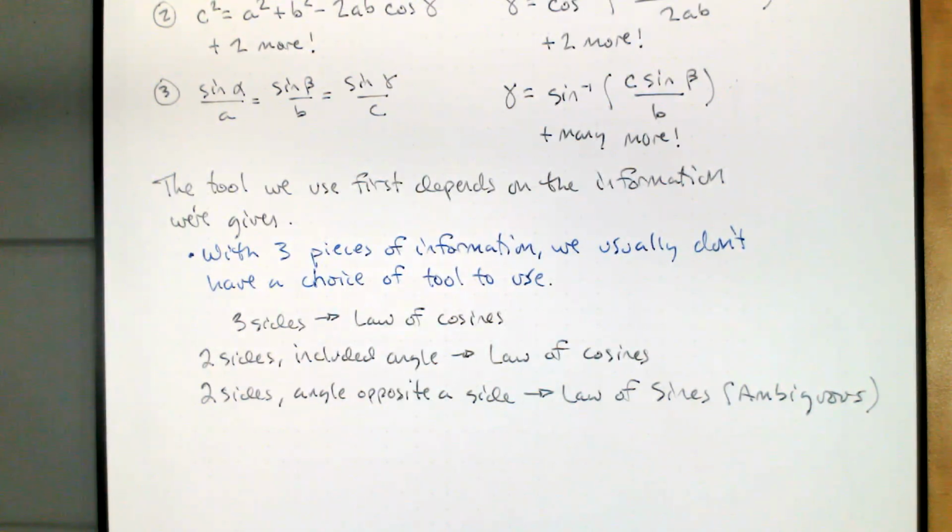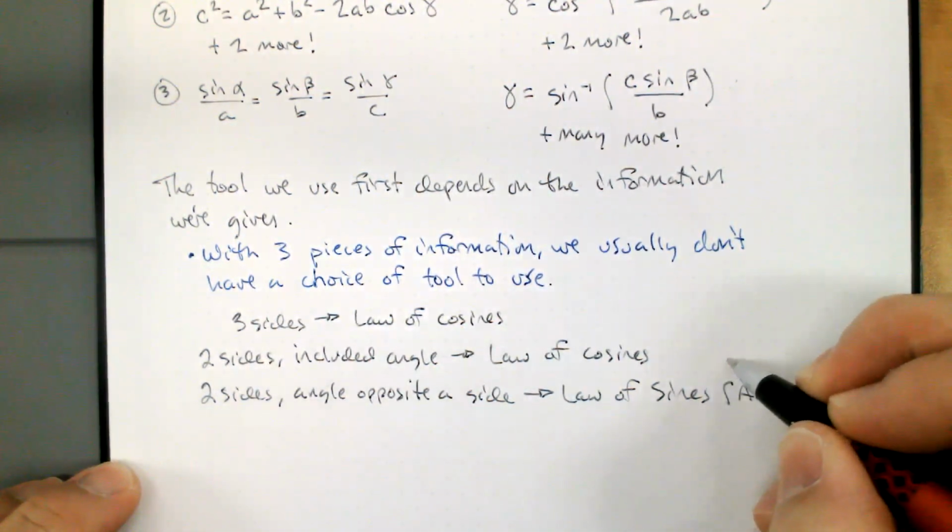is that we are in the ambiguous case of the law of sines. We just need to be aware that there could be two triangles, or that there could be 0, 1, or 2 triangles. So the ambiguous case means we have to be aware that there are 0, 1, or 2 triangles.